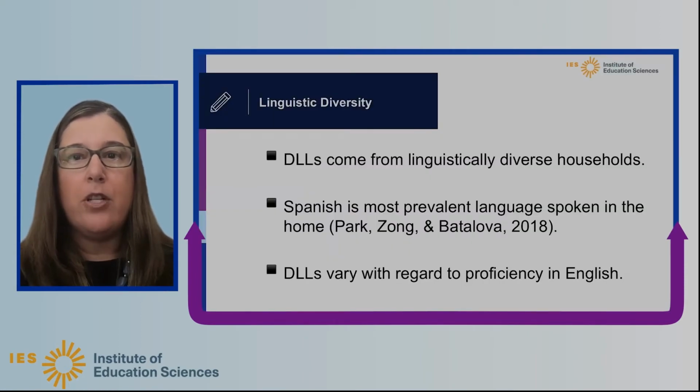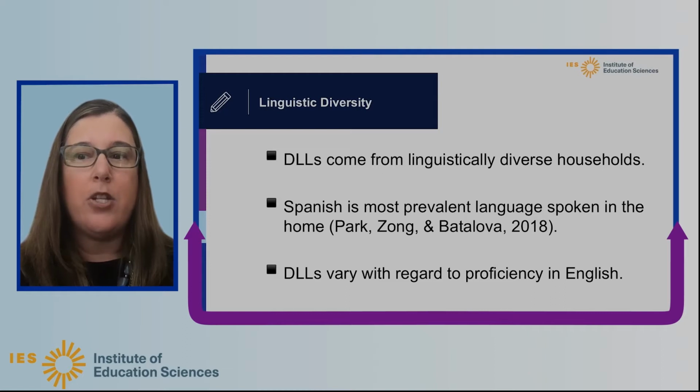In this presentation, we're focusing on the linguistic diversity of dual language learners. We know that DLLs come from linguistically diverse homes, with over 400 languages spoken by children enrolled in Head Start programs in the US. Spanish, however, is the most prevalent of the languages reported, with over 75% of DLLs speaking Spanish as one of their home languages. Although the majority of DLLs in the US are Spanish speakers, there is still large variability regarding English proficiency, as well as Spanish proficiency among this group.